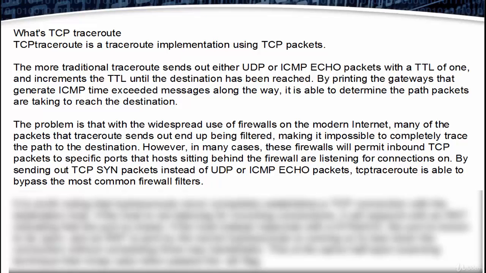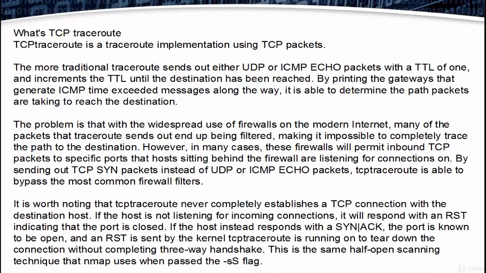By sending out TCP SYN packets instead of UDP or ICMP echo packets, tcptraceroute is able to bypass the most common firewall filters. It is worth noting that tcptraceroute never completely establishes a TCP connection with the destination host. If the host is not listening for incoming connections, it will respond with an RST, indicating that the port is closed. Otherwise the host responds with SYN/ACK.